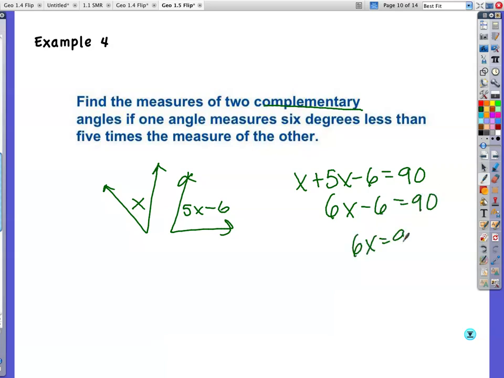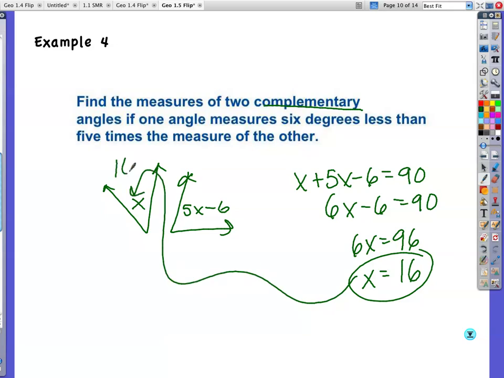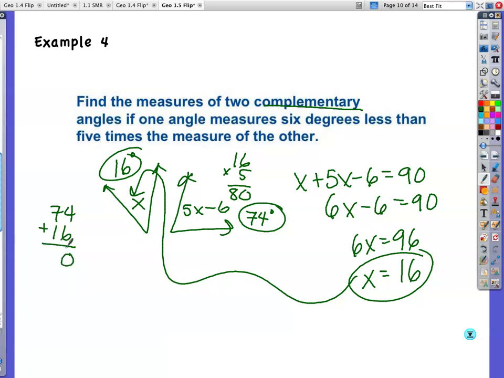Okay, so I've combined like terms, then I added 6, and then I'm dividing by 6, and I'm getting 16. So this angle is 16 degrees. A lot of you can take 90 minus 16 to figure out the other angle. If you do that, double check it with 16 times 5, which is 80, and then take away 6 from that, and you get 74 degrees. Is 74 plus 16, oh my goodness, who would have known? It ends up being 90 degrees. That's complementary.